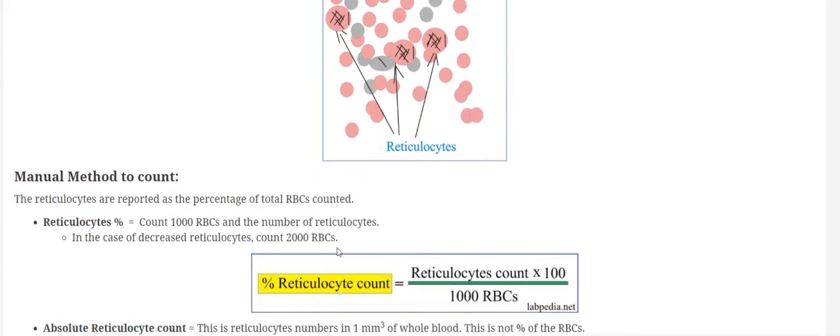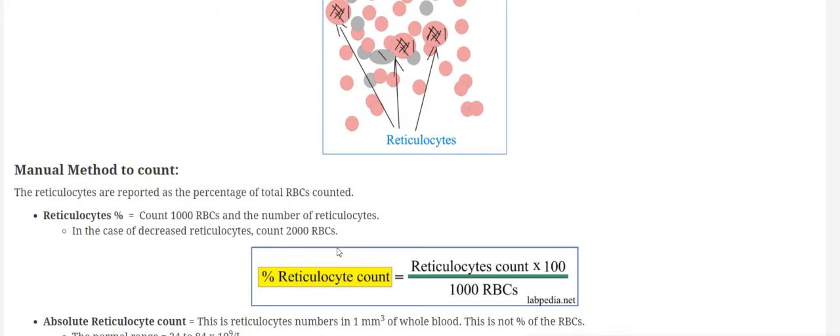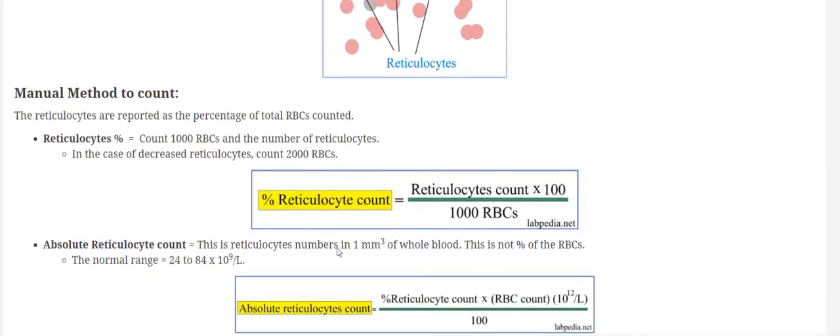Then we count the number of reticulocytes per 1,000 red blood cells, or at least you should count 500 red blood cells, and out of those 500 red blood cells, you have to find what number of reticulocytes were present. So in this way you will get the percent reticulocyte count, which is the reticulocyte count multiplied by 100 divided by 1000 RBCs if you have counted.